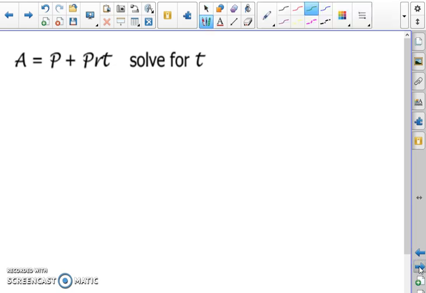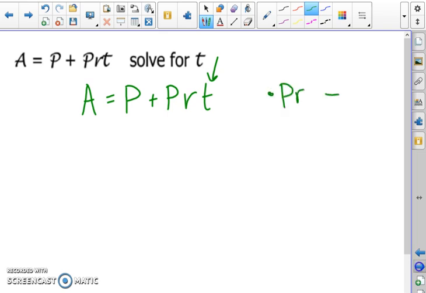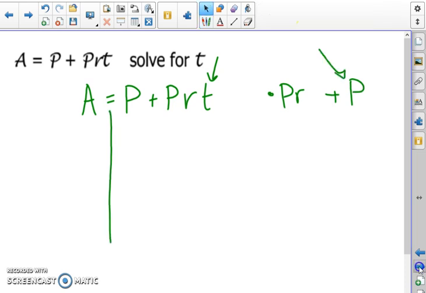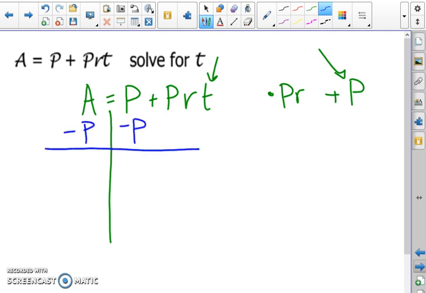All right, solve for t. So you have A is equal to P plus PRT. There's T. A couple things are happening to T. It's being multiplied by P and R, and we're adding P. Do inverse operations. So we're going to start with add P, do the opposite of that. So let's subtract P, subtract P. So I have A minus P.